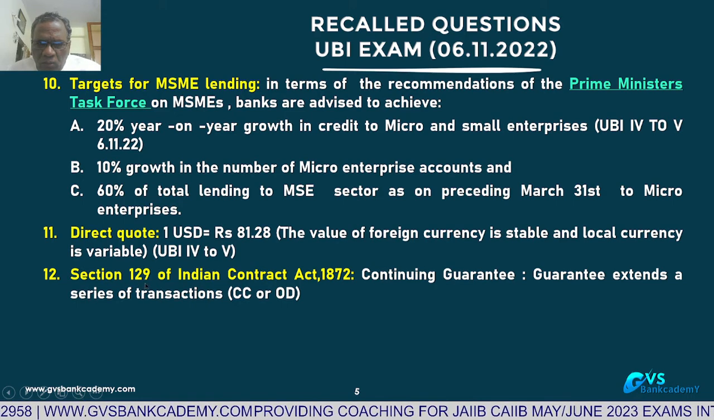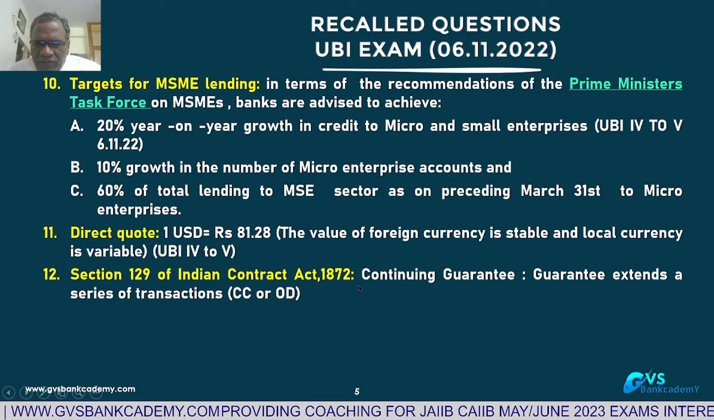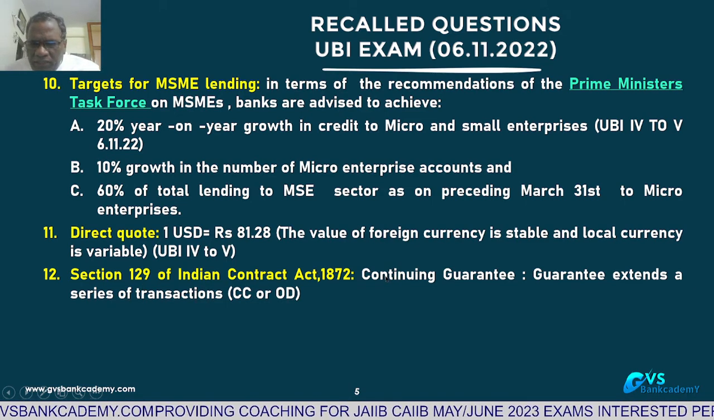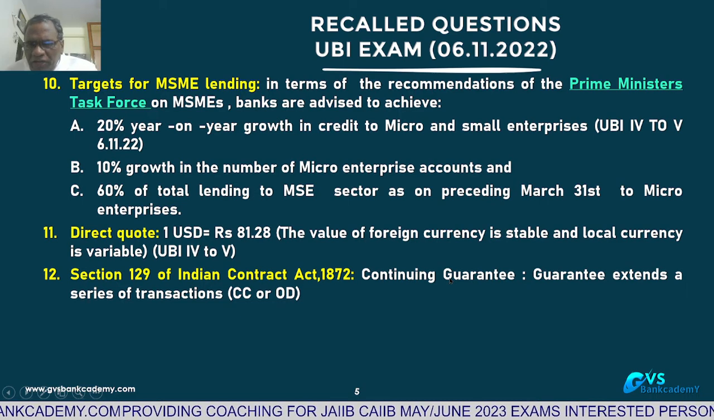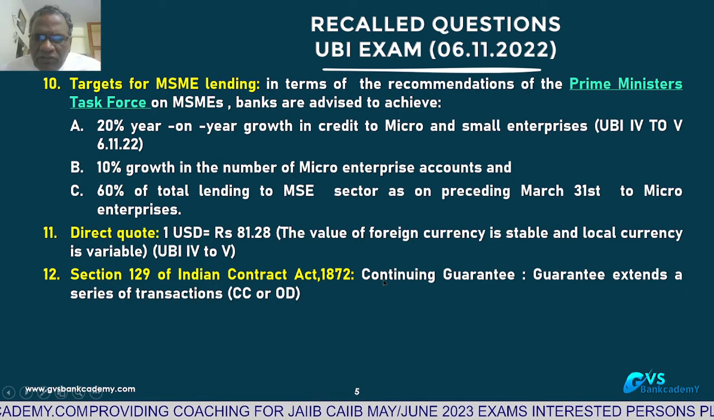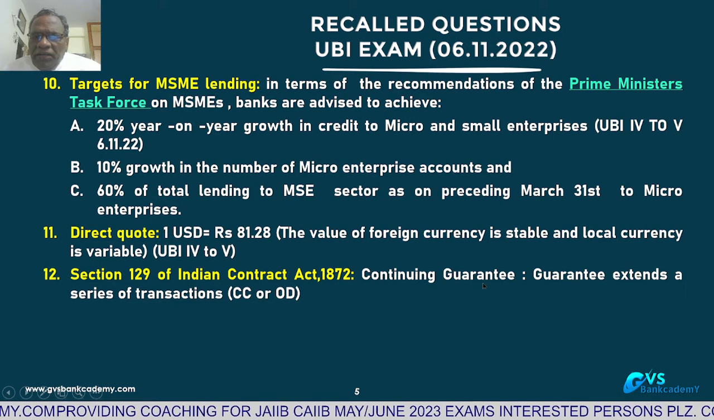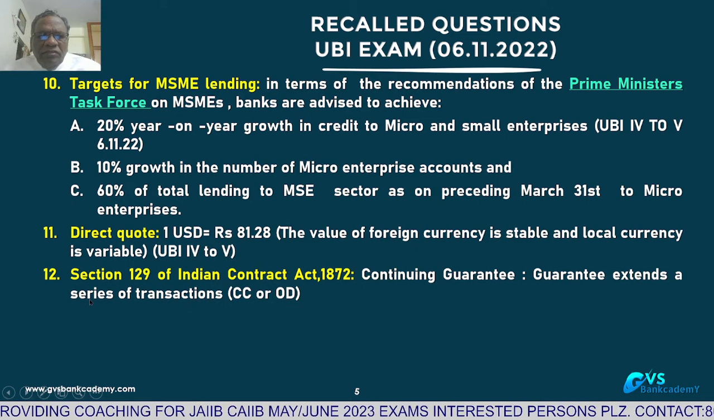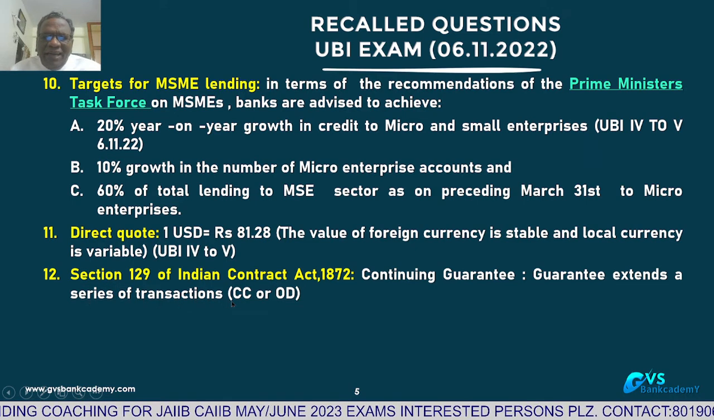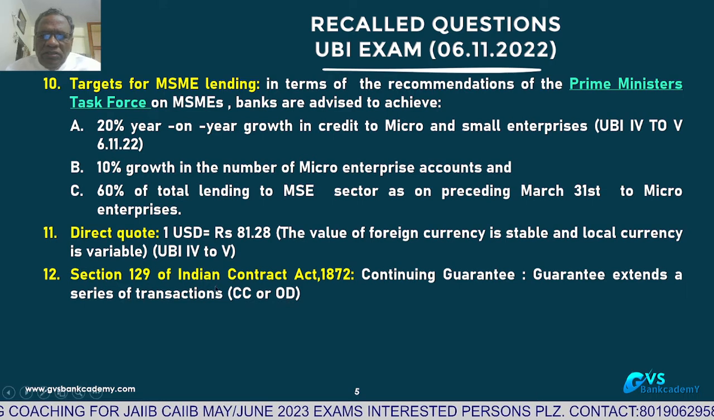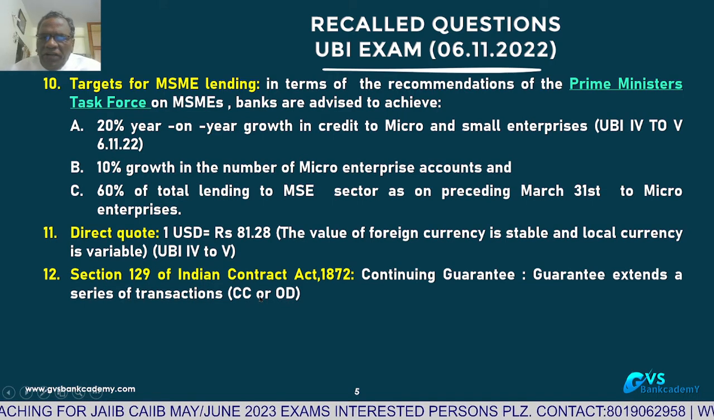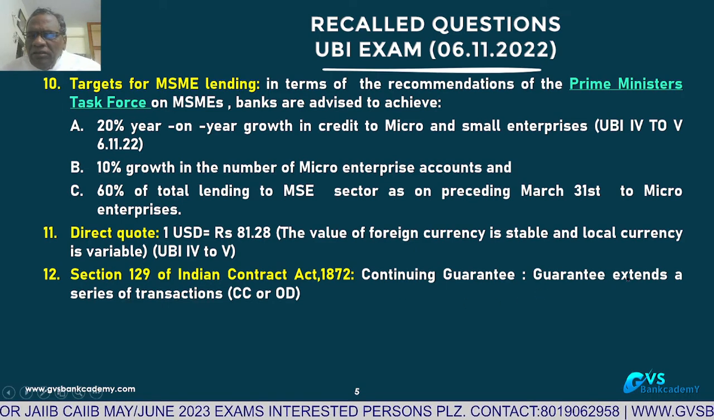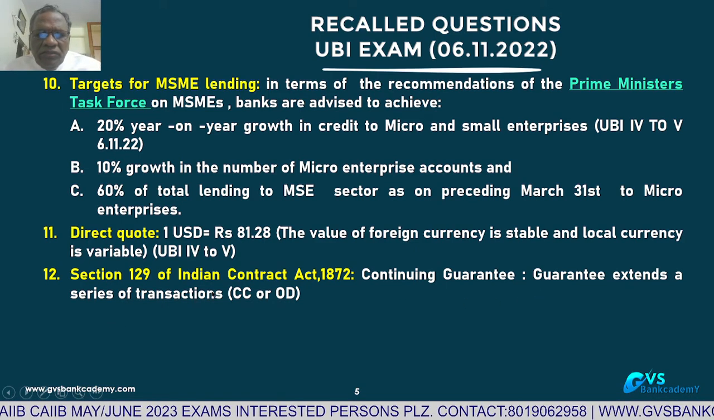Section 129 of the Indian Contract Act 1872. What is the meaning of continuing guarantee? Simple question, but difficult question. Continuing guarantee means the guarantee is extended to a series of transactions. For example, cash credit, overdraft. These are running accounts. Every day so many transactions take place. For that, the guarantee extends to a series of transactions.